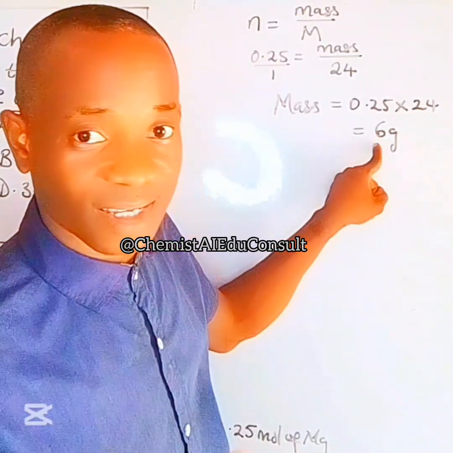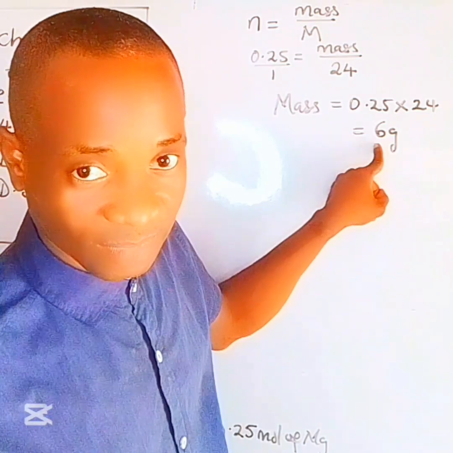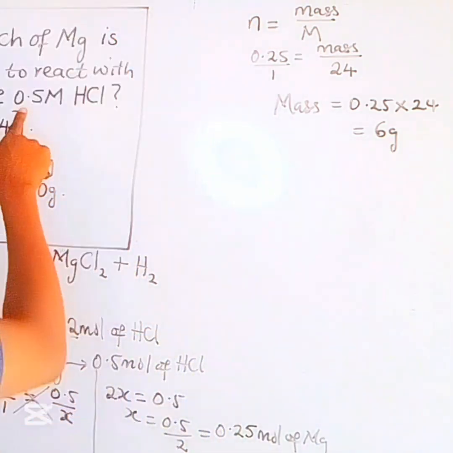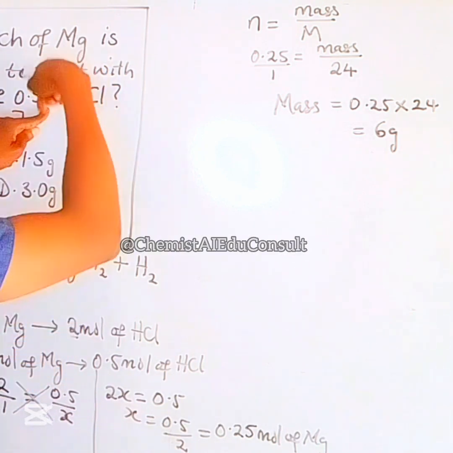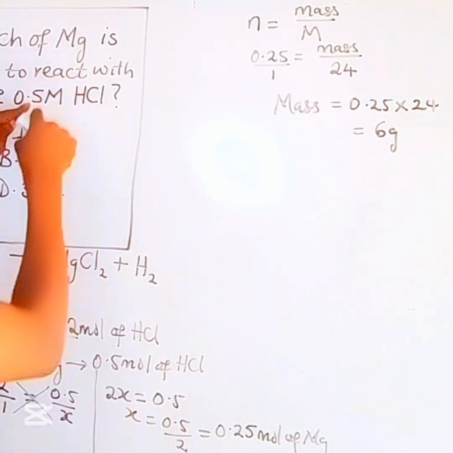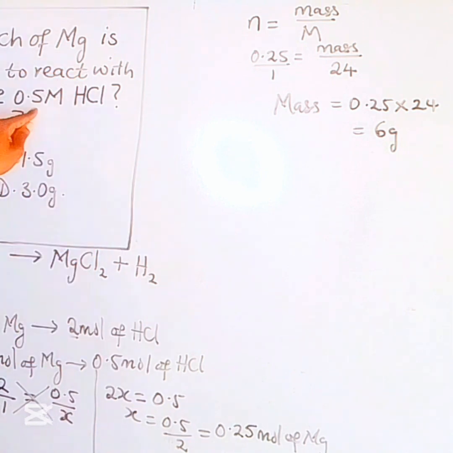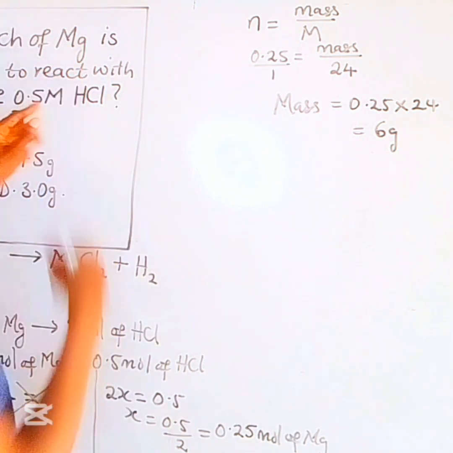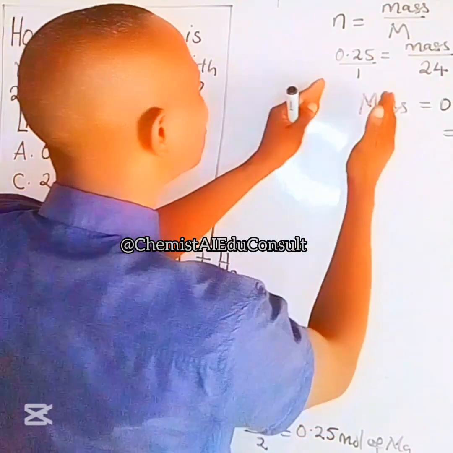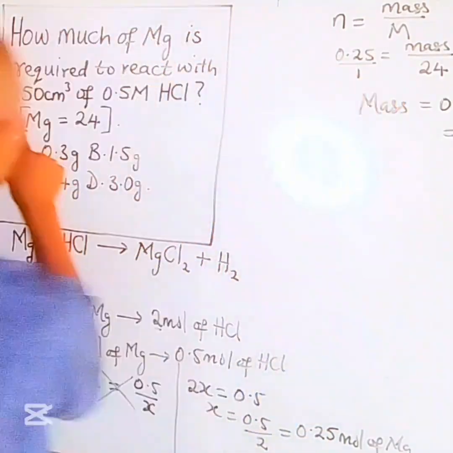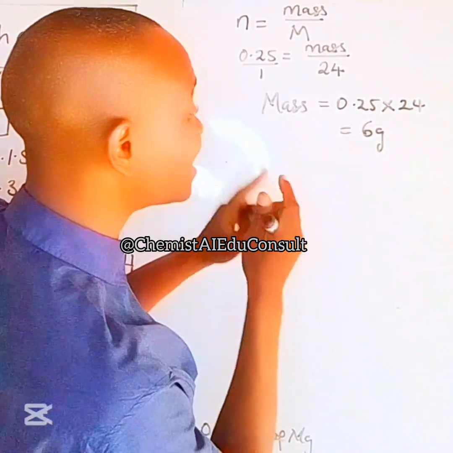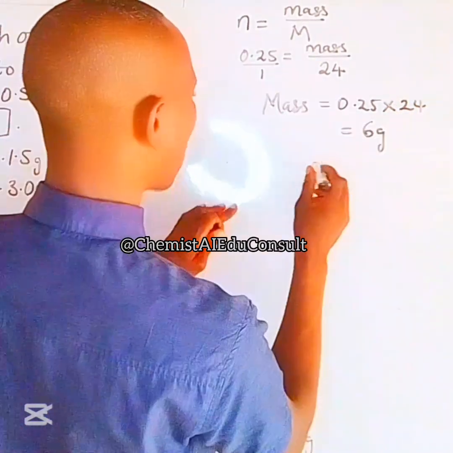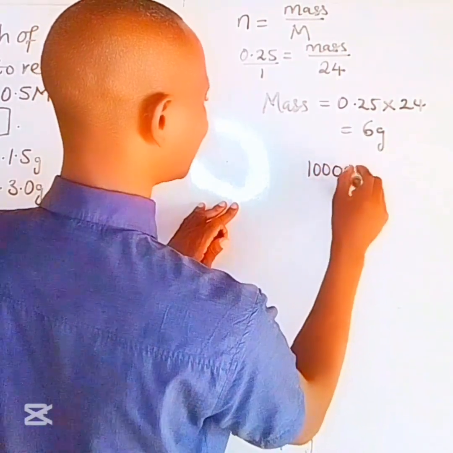This 6 grams is actually inside 1 liter. Let me tell you why. Remember that 0.25 mole reacted with 0.5 mole per dm cube. That is per liter. This one is inside 1 liter. So the number of mole of magnesium that reacted with this one in 1 liter is also inside 1 liter. Now let us express it per 250 cm cube by recognizing the fact that this 6 grams is now inside 1 liter. 1 liter means 1000 cm cube.